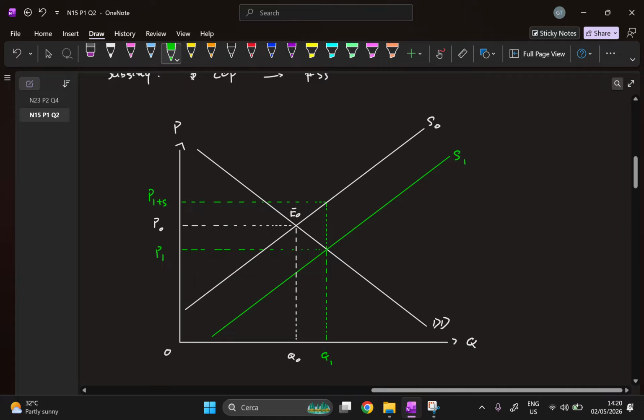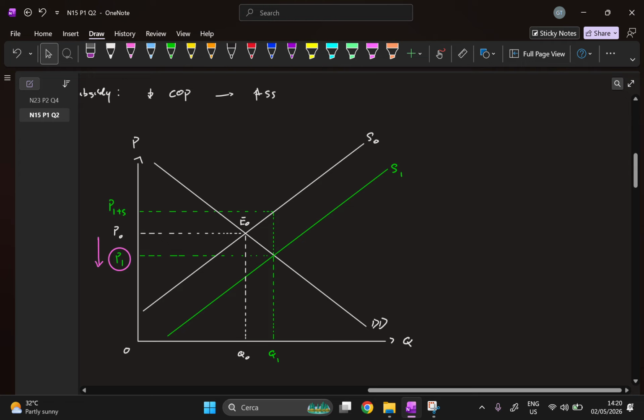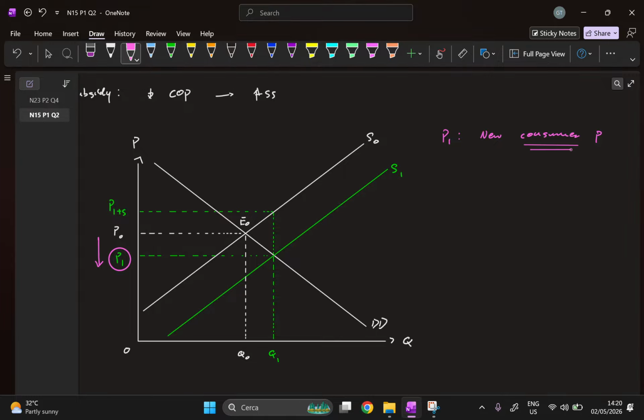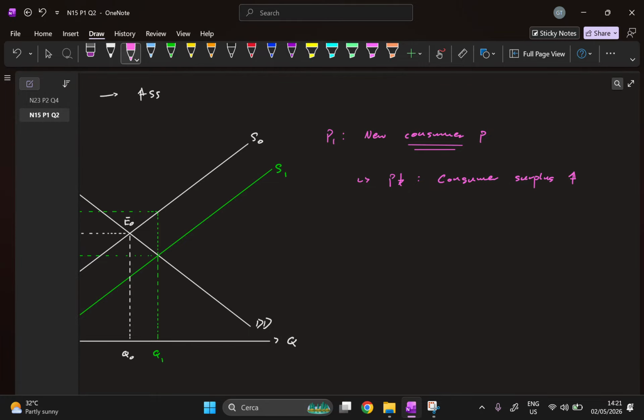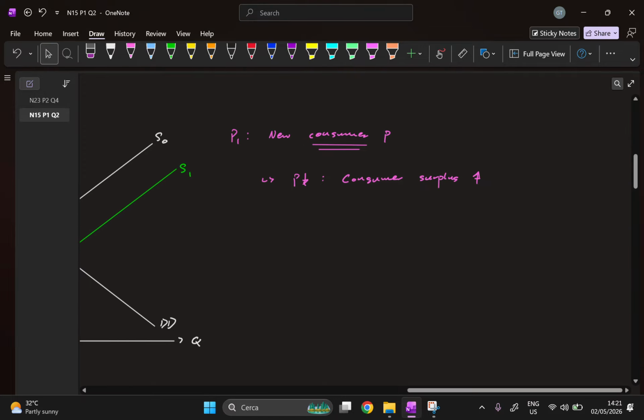So what are the immediate effects of a subsidy? The immediate effects of a subsidy are that firstly, my consumer price has decreased from P0 to P1. So P1 is the new consumer price. Okay? So this is the price that consumers pay. So if consumer price decreases, this means that my consumer surplus has increased or decreased? Obviously, it has increased. So this is the first effect of the subsidy that you need to be aware of. Let's just label this number 1.